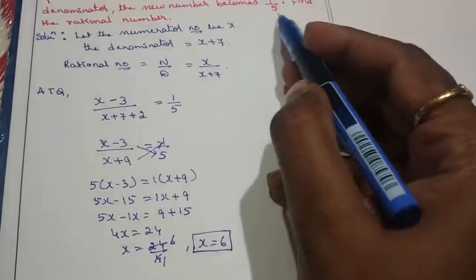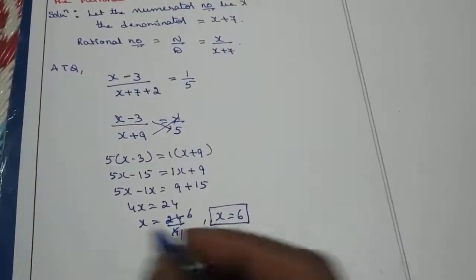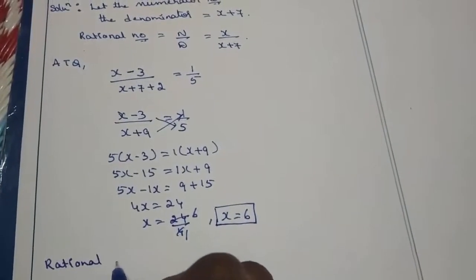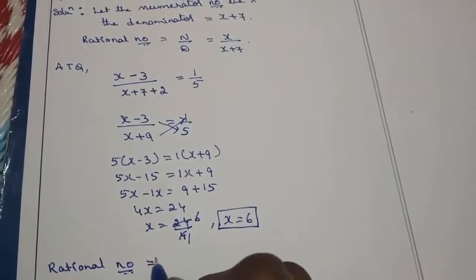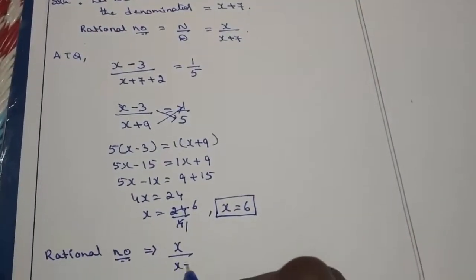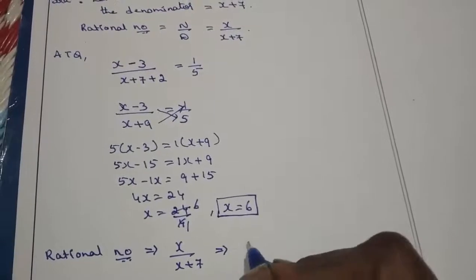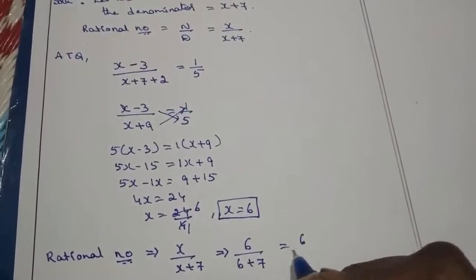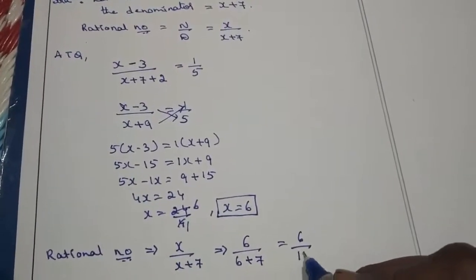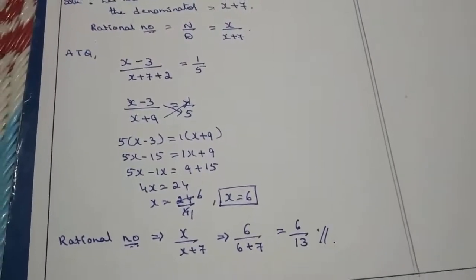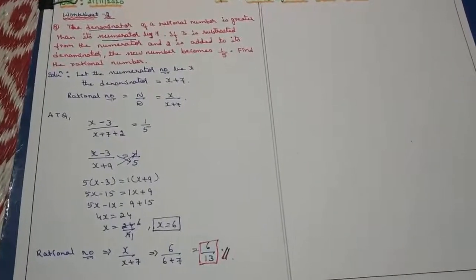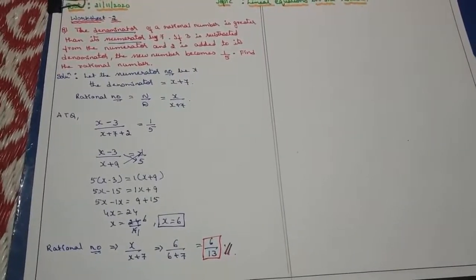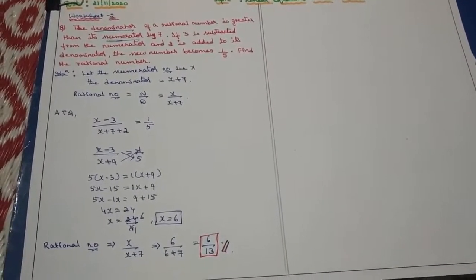Then what is asked in the question? Find the rational number. So our rational number was x by x plus 7. Then substitute the value of x. 6 by 6 plus 7, then 6 by 13. So that's all the solving. So our rational number is 6 by 13. With the same concept we have question number 9 also. We'll do it now.